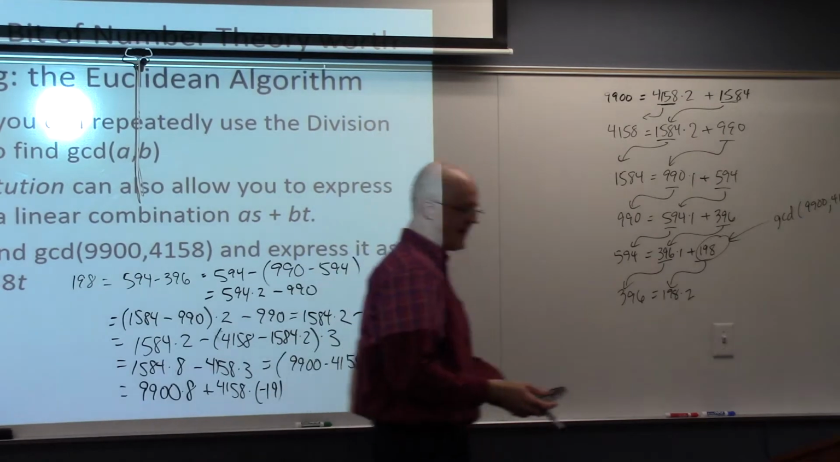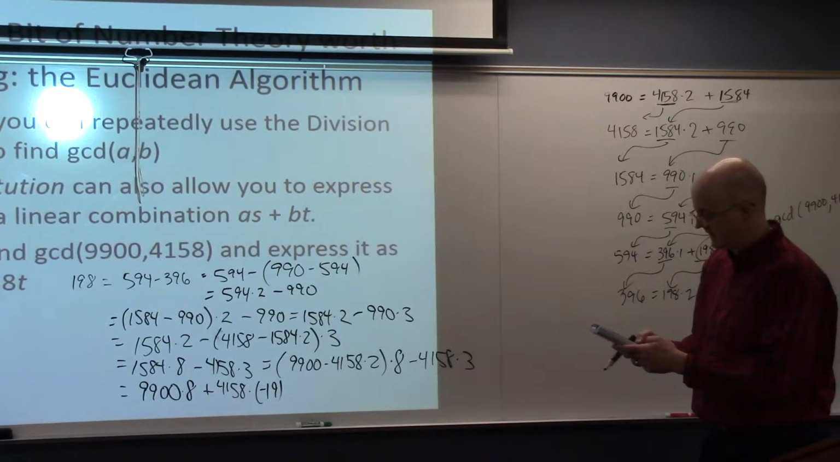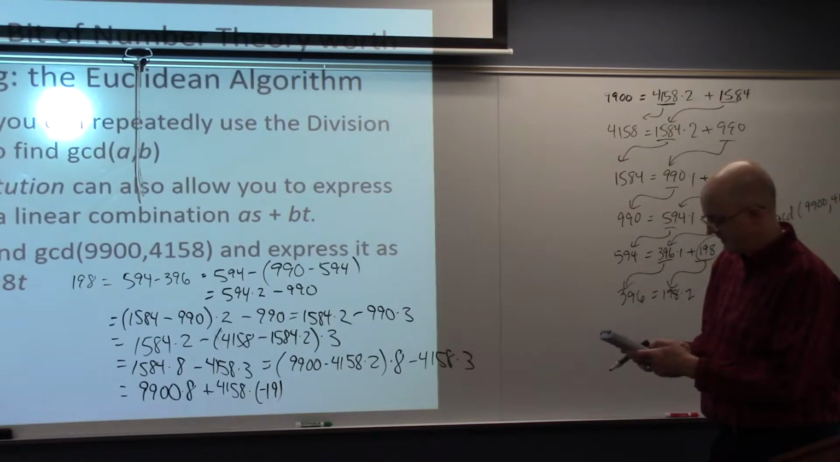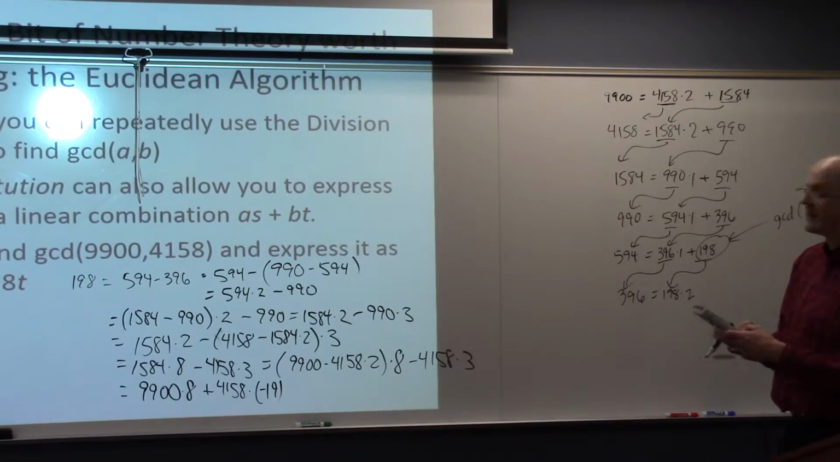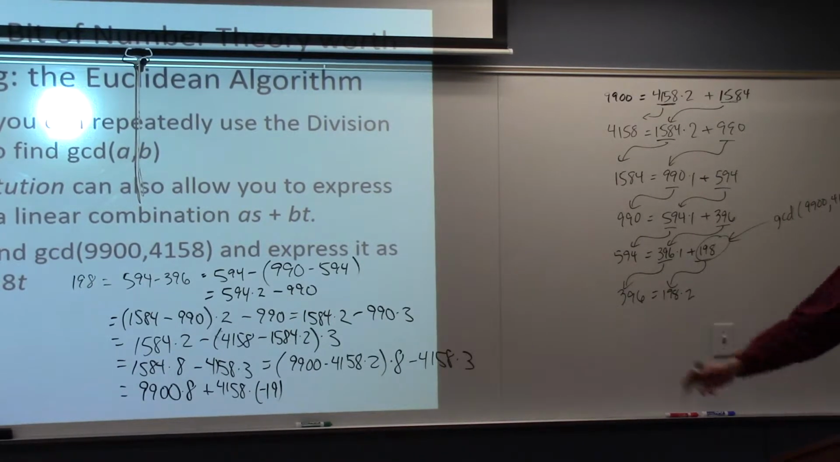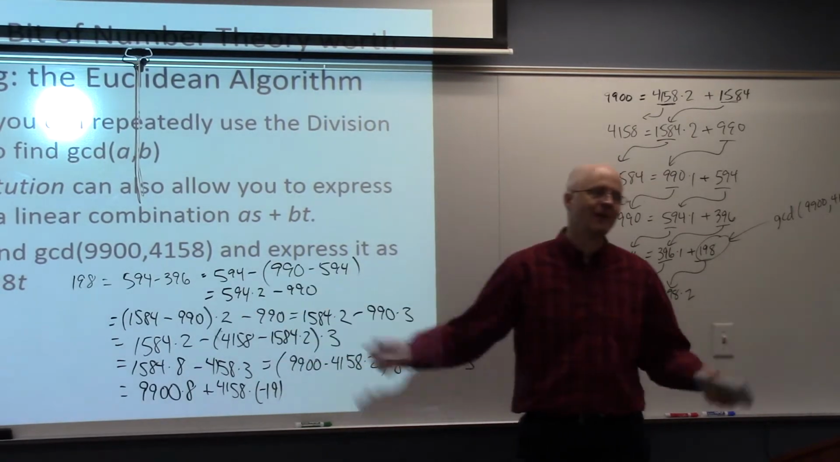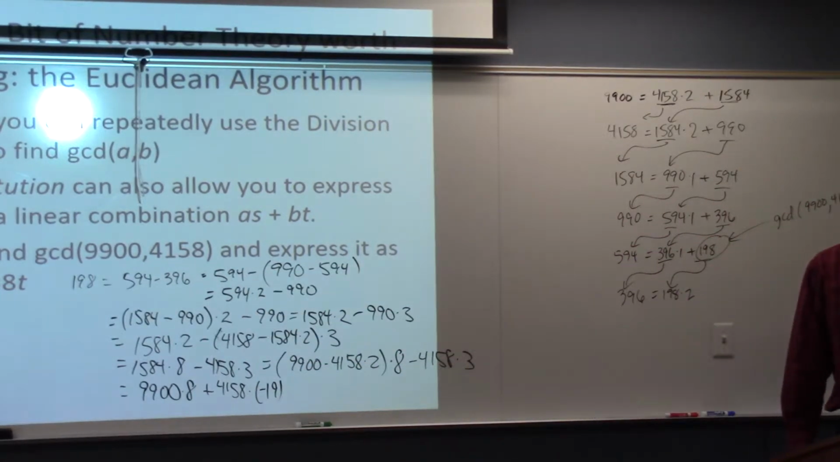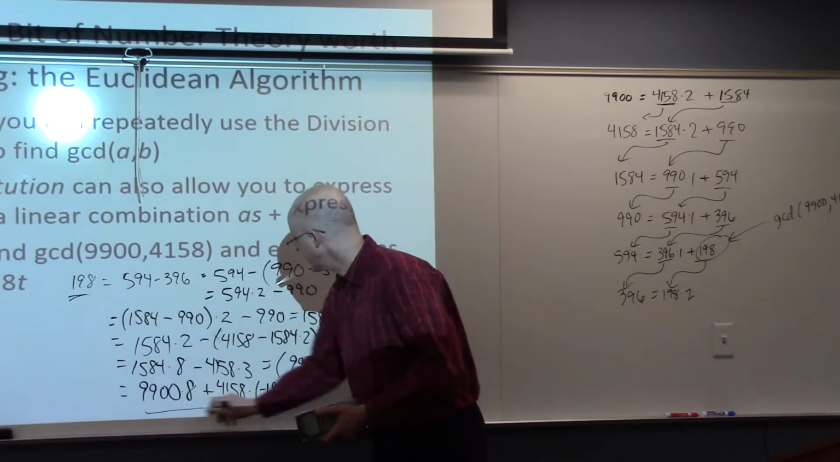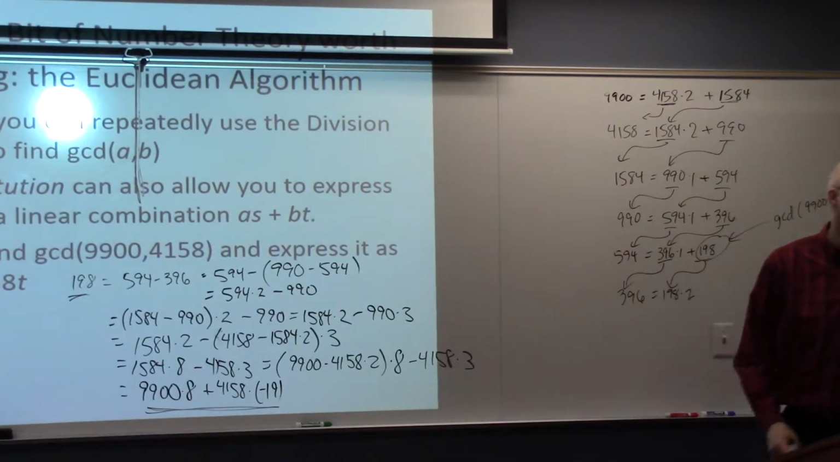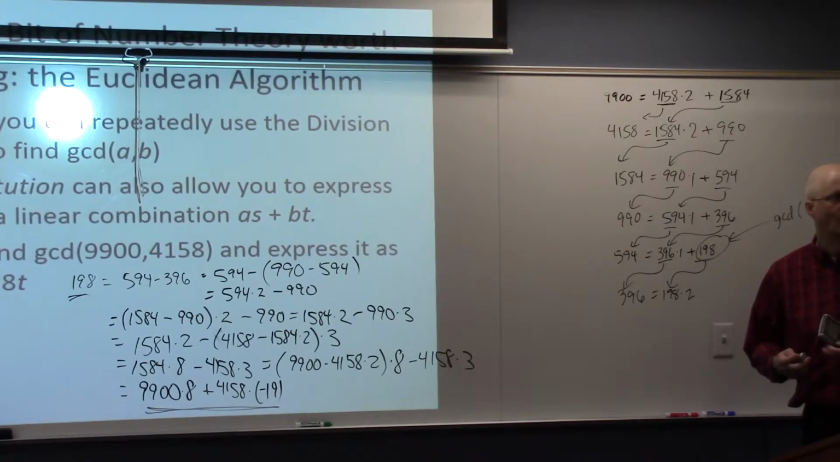All right, let's double check that. Oh, I could just use your calculator. Do subtraction. Okay, I guess I can do it all at once. 9,900 times 8. I'll do it as minus 4158 times 19. Does come out to be 198. So imagine trying to find S and T without doing this. Yeah, this is probably the best way to find S and T, to write the GCD as a linear combination. By the way, the S and the T are not unique necessarily, but this is one solution.